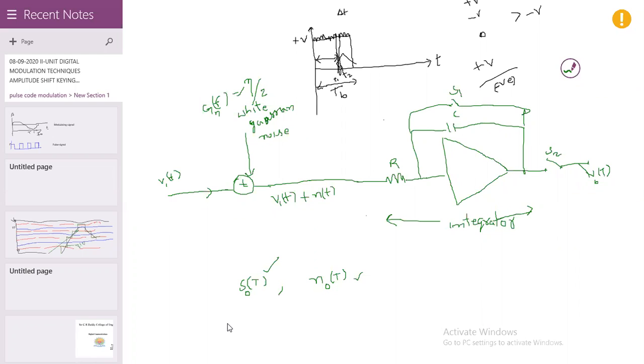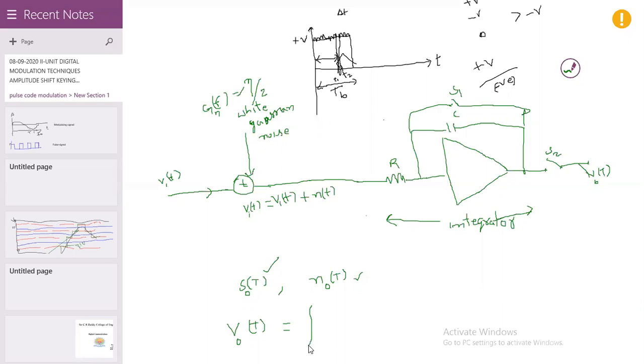Our total received signal, whatever input is received, is V naught of t. Here we can indicate that this is V1 of t plus N of t. For the sake of terminology, we represent the total received signal as Vi of t. At the output of the receiver, this is V naught of t. So both the signals are received.